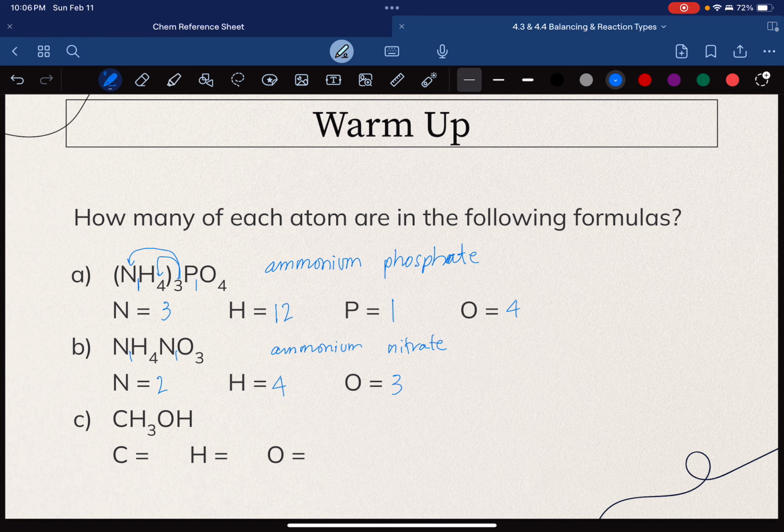The last one, CH3OH, again, we only have 1 carbon. We have 4 hydrogens because you have the 3 plus the 1 at the end, and then you have 1 oxygen. So balancing equations is really just looking at how many atoms of each element are present on both sides of the equation and making sure they're equal. A lot of it will just be through multiplication and addition, and you'll see how.